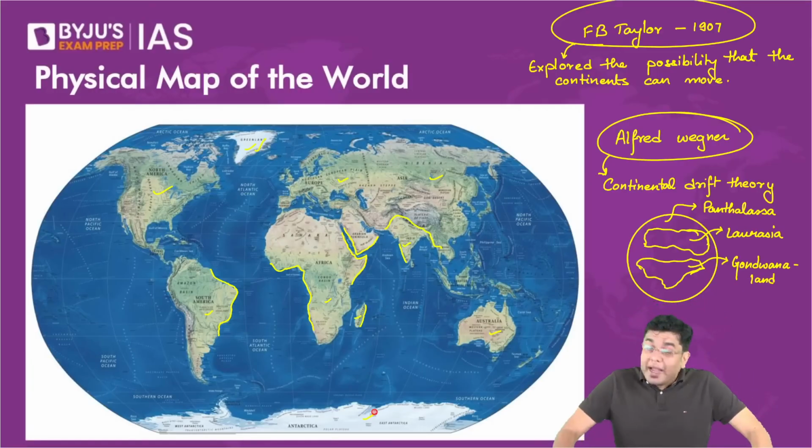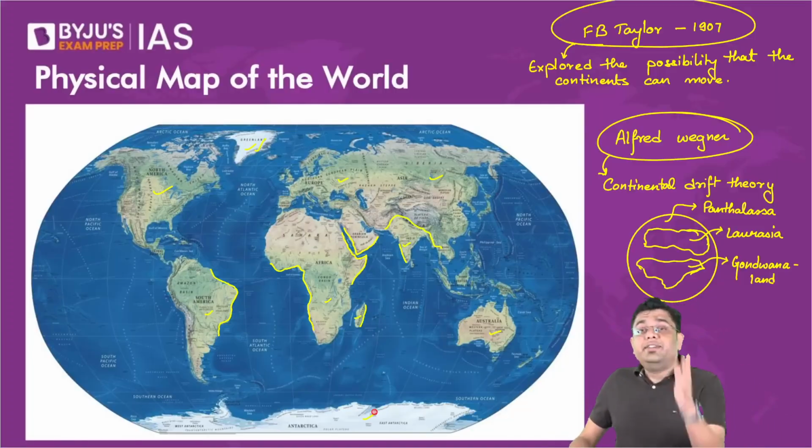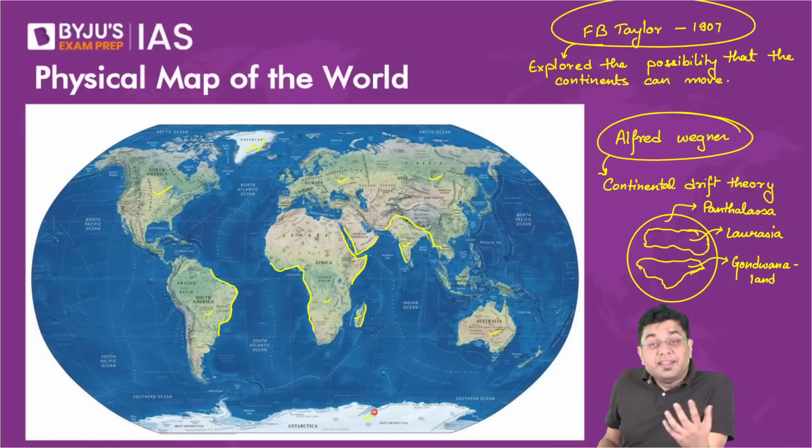Now, while all the evidences that Wagner accumulated pointed to the same fact that yes, the continents might be drifting from their original position, when it came to providing the reason for the same, being a climatologist by profession, Wagner did not have a specialty in that area. So the reasons that he cited were so very flawed, so very incorrect, that the continental drift theory was completely rejected at that point of time.